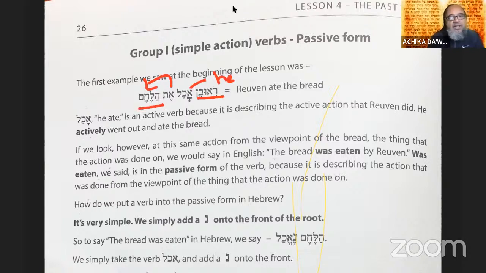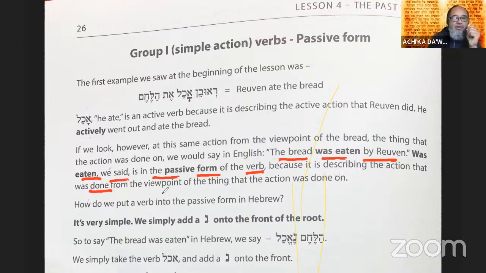Okay. So it says, however, if we look at the same action from the viewpoint of the bread, now we're not talking about Reuven. Now we're looking at the bread. We're looking at the thing on which the action was done. It says the bread was eaten by Reuven. Was eaten, we said, is in the passive form of the verb, okay? Because it is describing the action from the viewpoint of the thing that the action was done on, right? So now they're going to tell us what the question would be: well, how do you put a verb into the passive form?